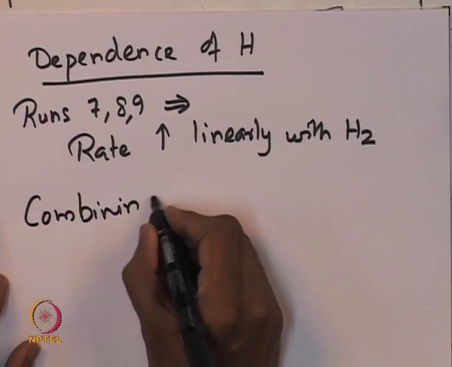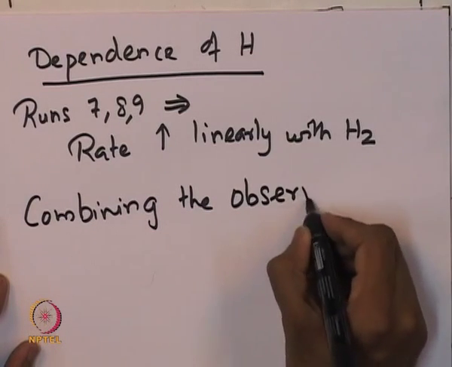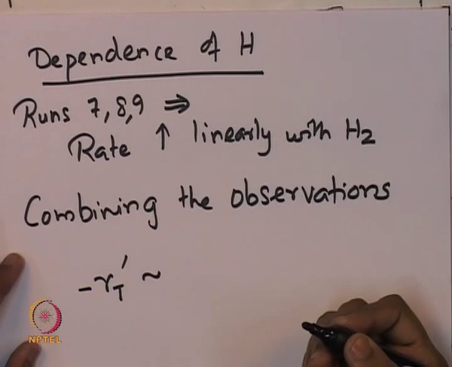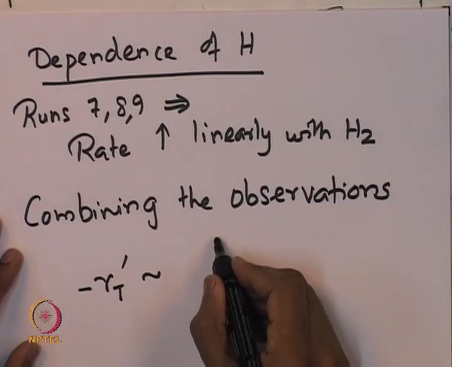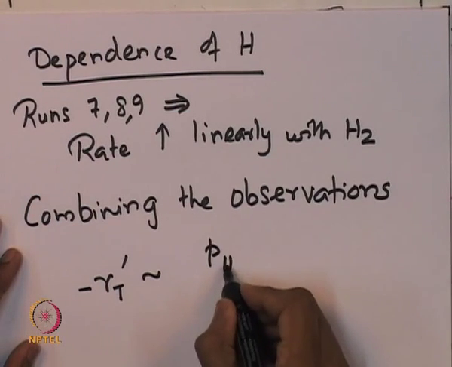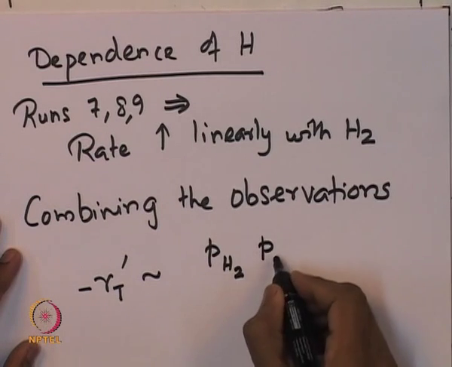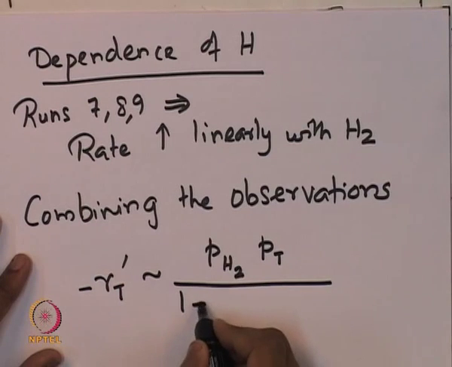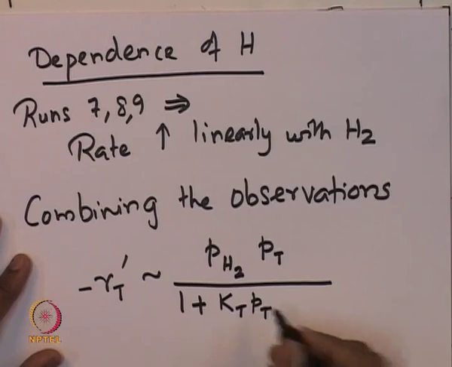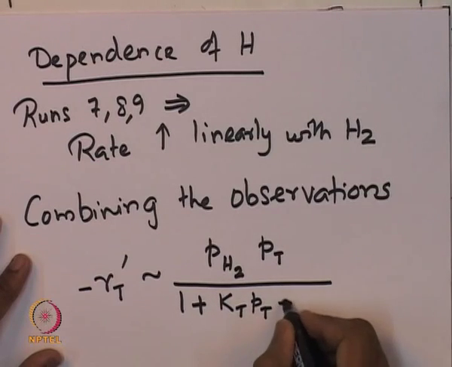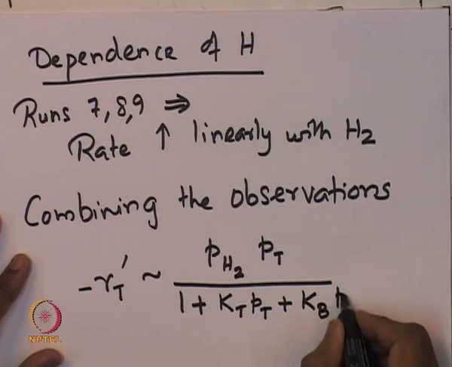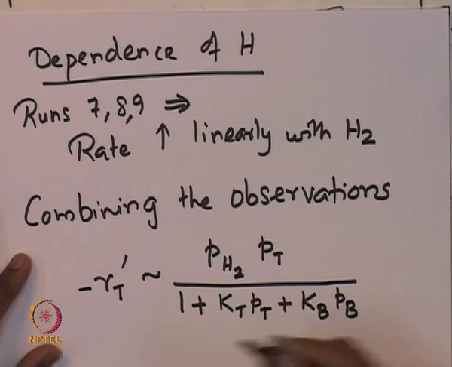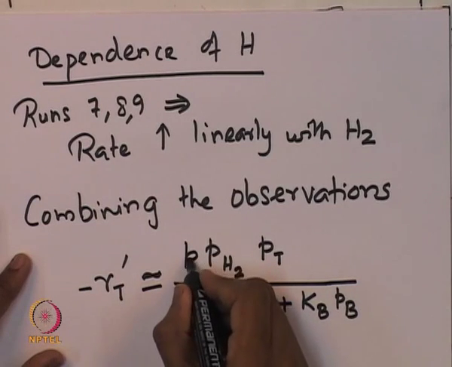So combining the observations, one can deduce that the reaction rate perhaps must have a form which looks like this. It has to depend linearly on the concentration or partial pressure of hydrogen, and it has to increase with the concentration of toluene when the concentration is lower. However, it has to remain constant when the concentration of toluene is larger. So therefore, it has to appear both in the numerator and the denominator. And similarly, benzene has a reverse effect. As the concentration of benzene increases, the rate decreases, and therefore it has to appear in the denominator. Okay. So now we can convert this proportionality into an equivalence by putting a rate constant in front.